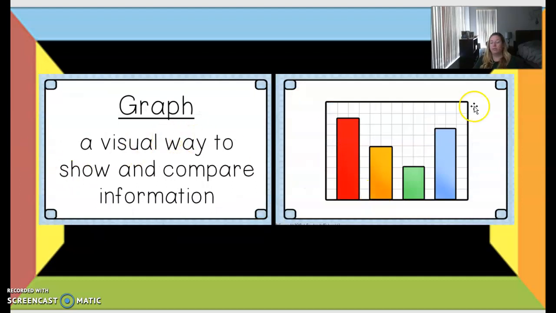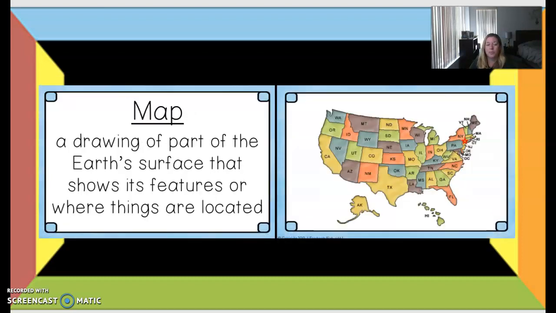Next up, we have a graph. A graph is something that I personally really like because I can just look at it really quickly. I have no idea what this is a graph of, but I can tell that red has the most, green has the least, and so on. It's just a way for you to see and be able to compare information very quickly. And then always you can look at it closer and find out more.